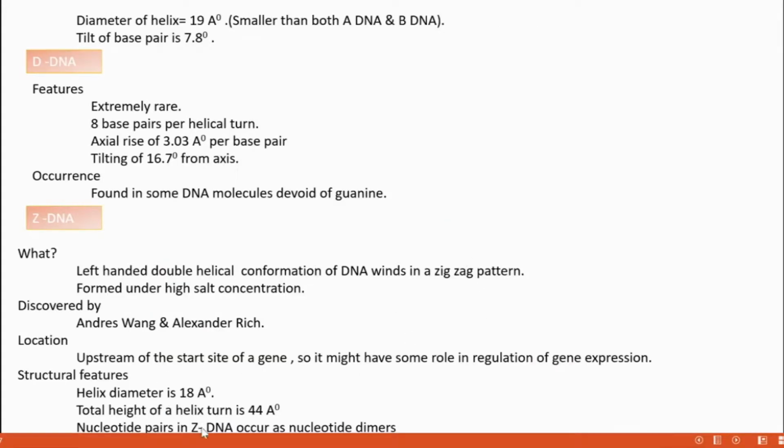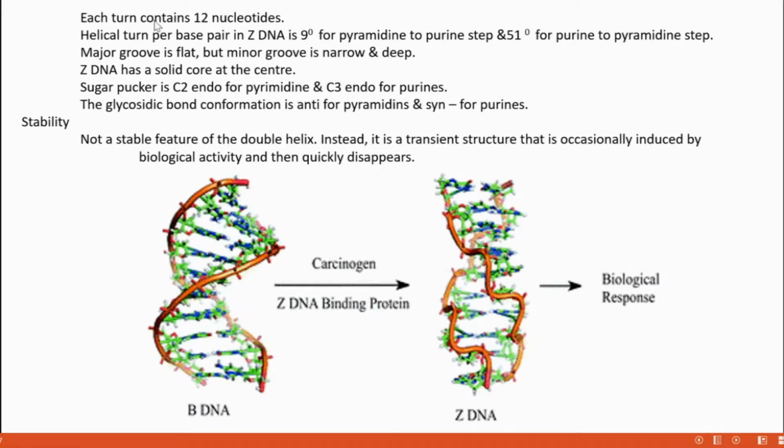Okay, so nucleotide pairs in zDNA occur as nucleotide dimers. Now, each turn contains 12 nucleotides. Each turn contains 12 nucleotides because it is the stretched form of DNA. That's why more nucleotides.